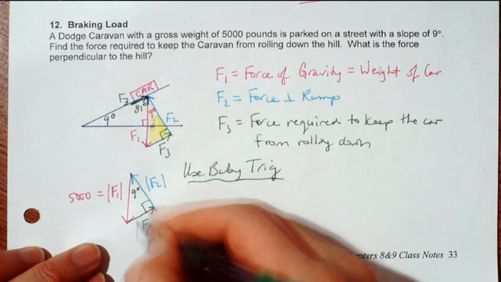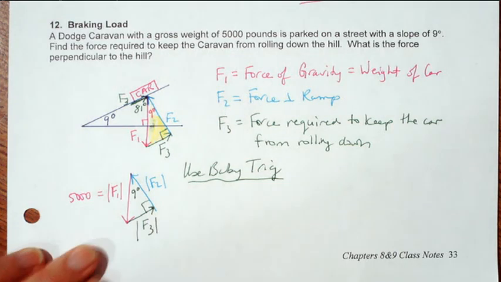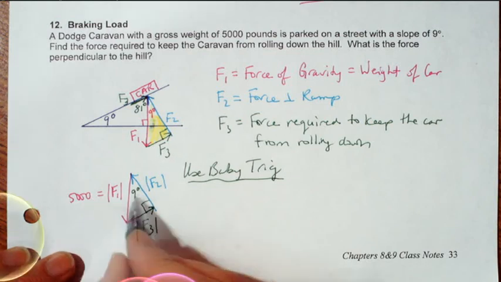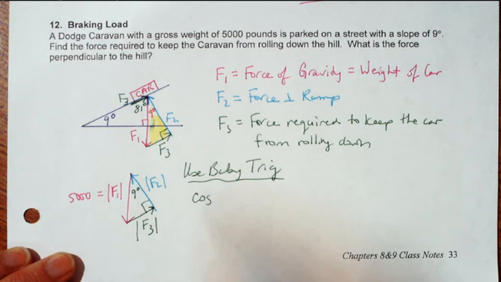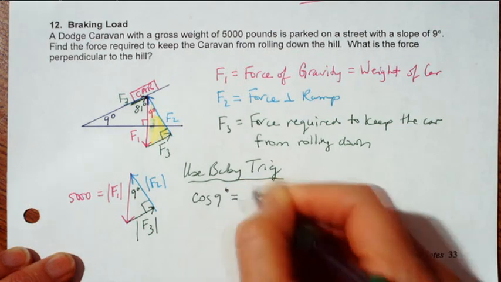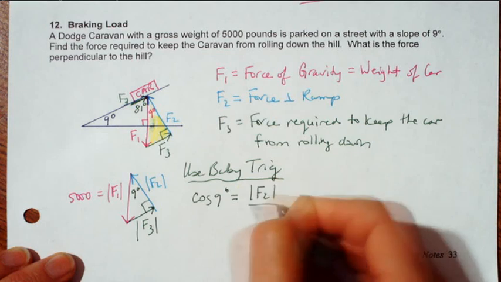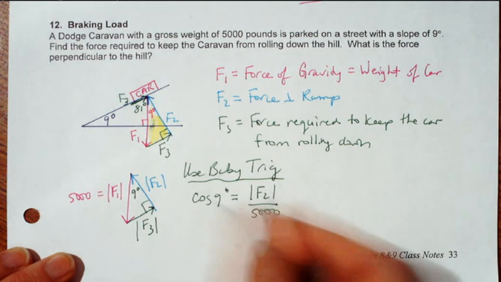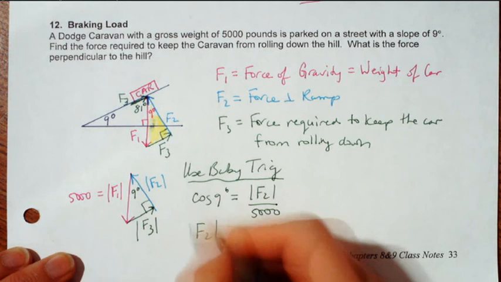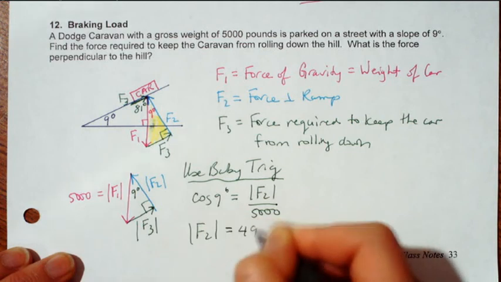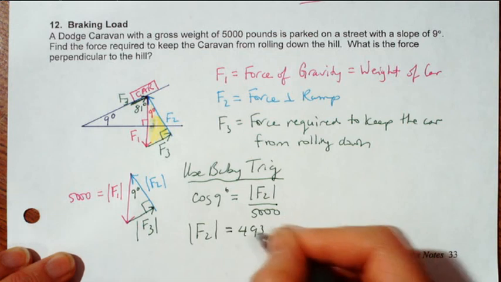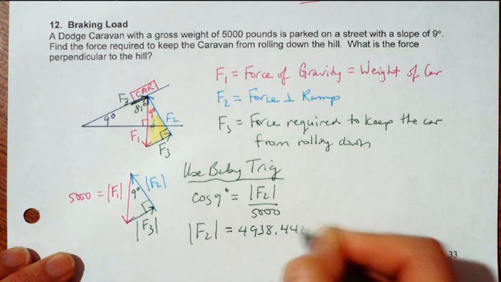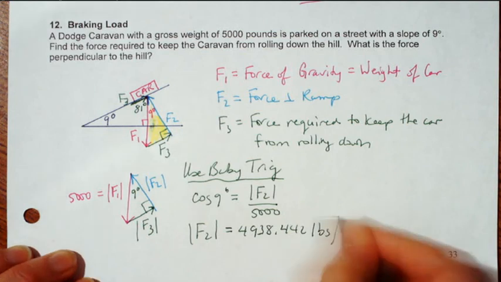Okay, I need to put the magnitude symbol on this here. So using that, this is 5,000 and this is 9 degrees, so I'll take the cosine of 9 degrees is equal to F2 divided by 5,000. Then cross multiply and solve for F2, and F2 comes out to 4,938.442, and the unit on that is pounds.